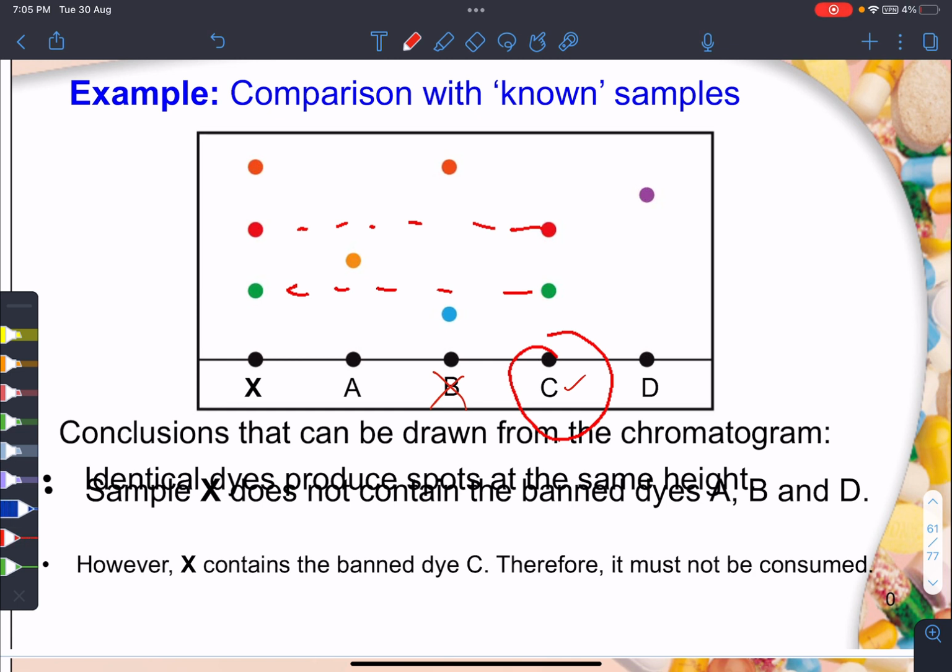Because why? You look at B, B has two dots, an orange one and a blue one. The orange dot of B matches the orange dot of X, but the blue dot of B doesn't match. So no. In order to say that X contains B, you must have both the orange and blue. That's how you read it.